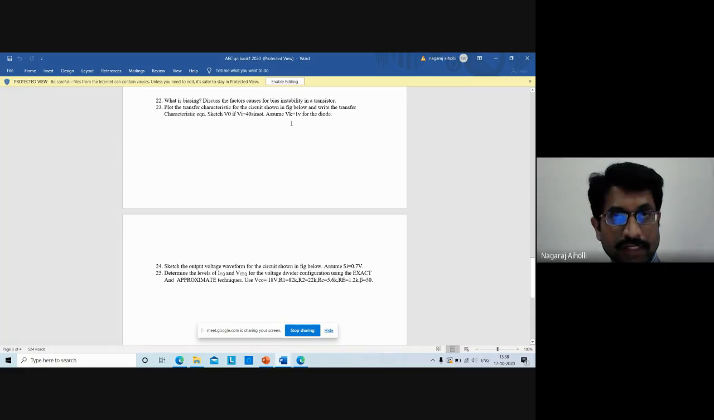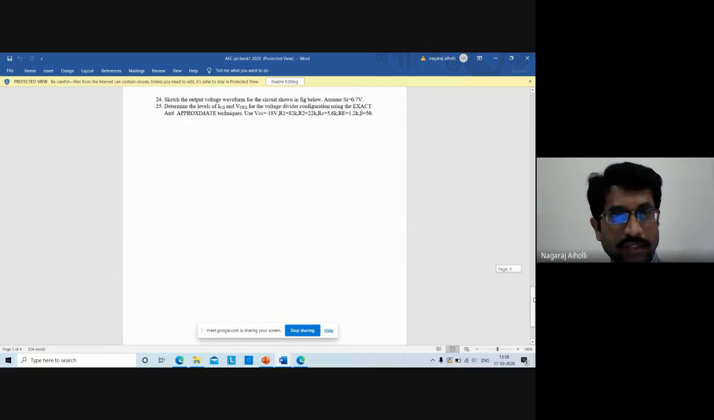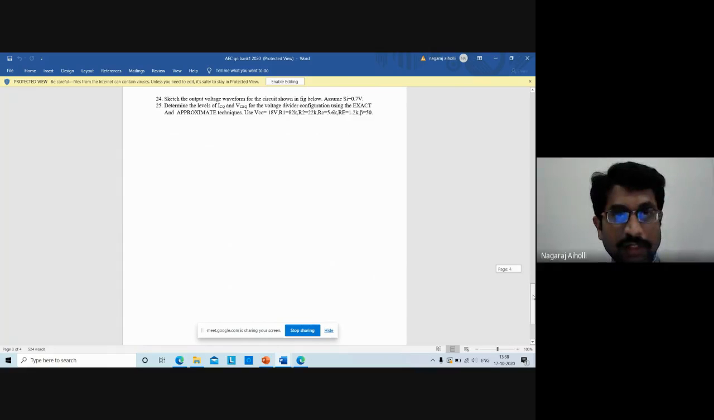Then plot the transfer characteristics for the circuit shown in the figure. That part I will provide in the notes. Sketch the output voltage. Here some data is missing, so that part I will not ask.